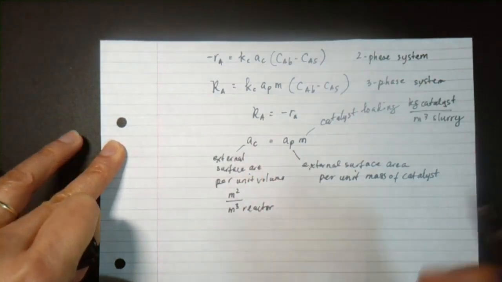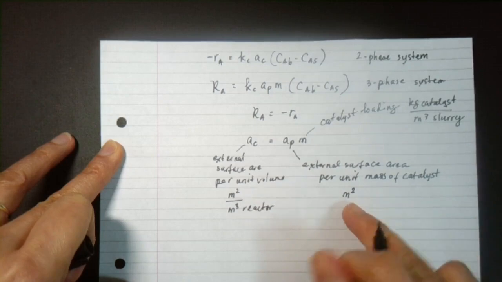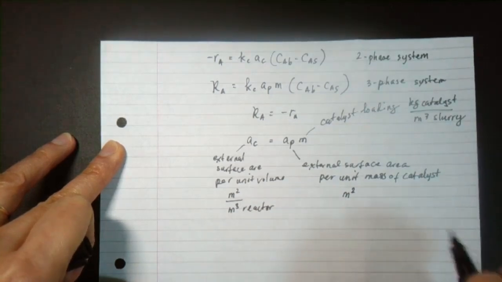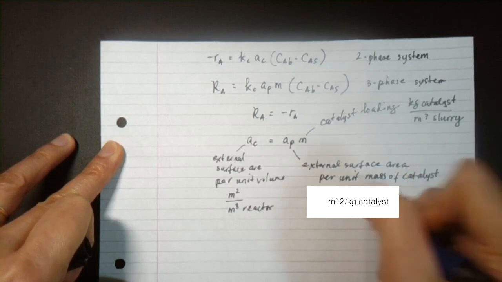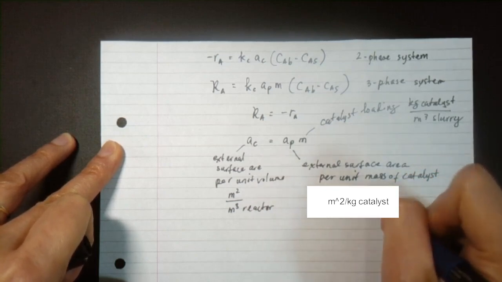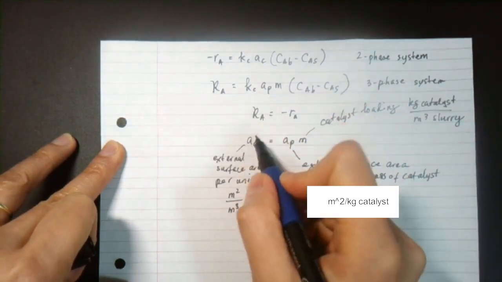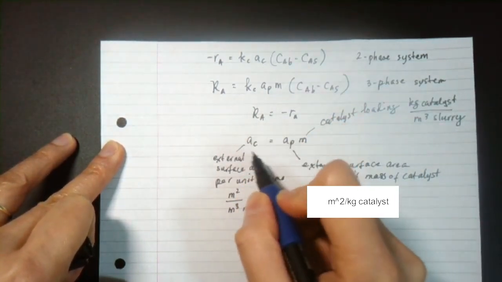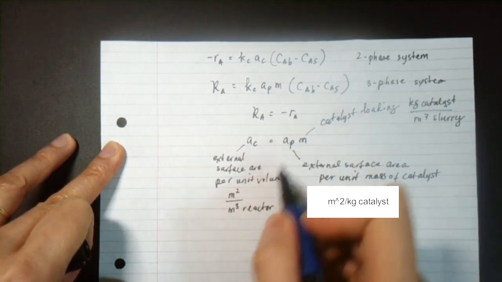And AP has a unit of meter squared, the external surface area per unit mass of catalyst. So we have this relationship between the two parameters for the external surface area: AC is equal to AP times M.